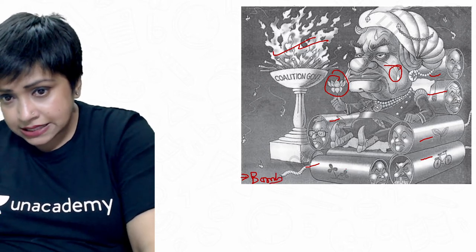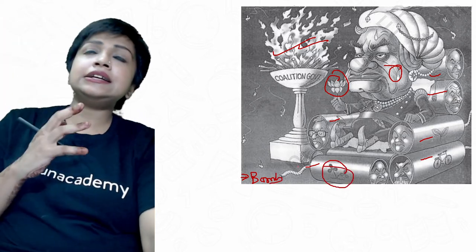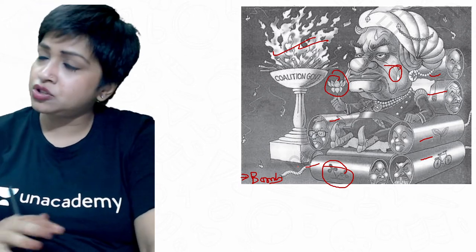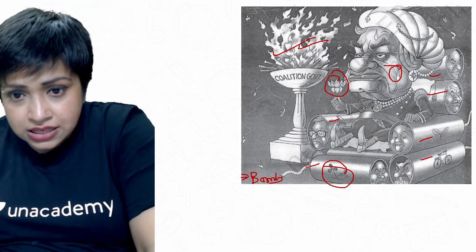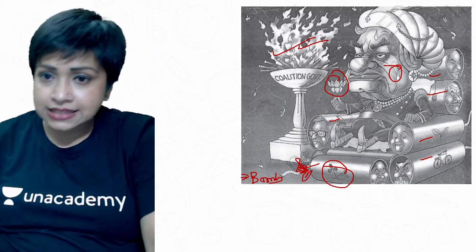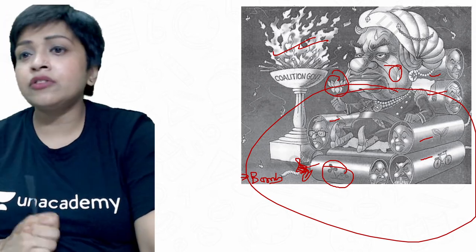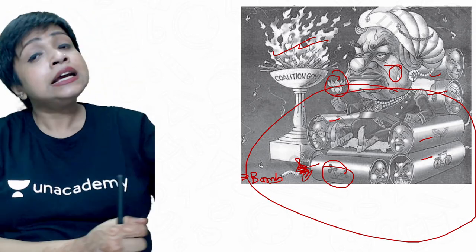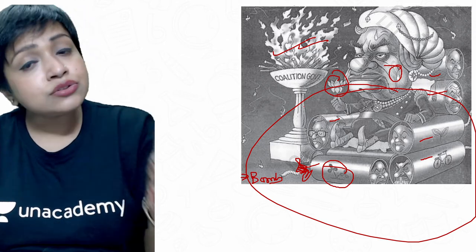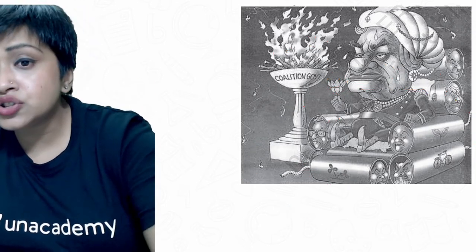Now, this is TMC. If suddenly TMC becomes angry with Atal Bihari Vajpayee ji or with BJP, then this one will burn. If one bomb blasts, that means this entire gaddi of Atal Bihari Vajpayee ji will also burn, and that means he will also lose his seat of prime ministership. Okay, so this is the problem of a coalition government.